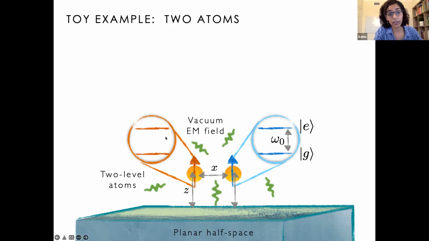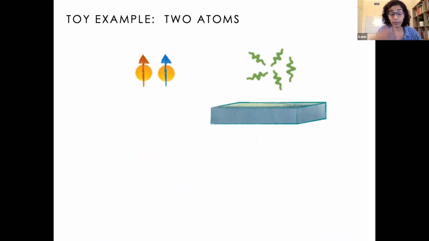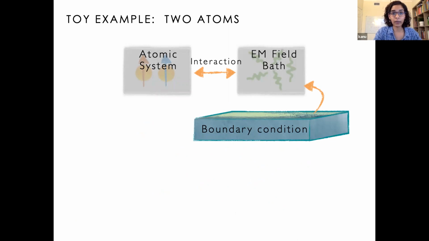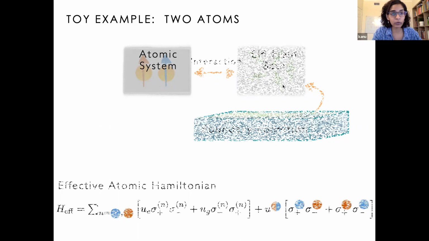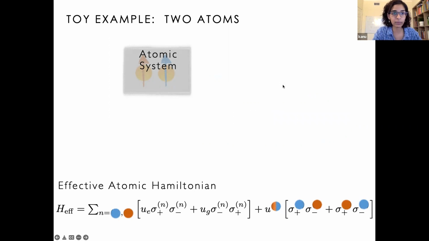So let's say a red atom and a blue atom that are placed near a surface and interacting with the vacuum electromagnetic field. And we can again describe the interaction between the atoms and the field in an open quantum systems picture, where we can consider the atoms to be the system of interest and the electromagnetic field to be the bath with the density of modes modified by the boundary condition. And what we can do is effectively trace out the environment, which is something we can do in open quantum systems, to obtain the effects of the environment on the atomic system, okay?